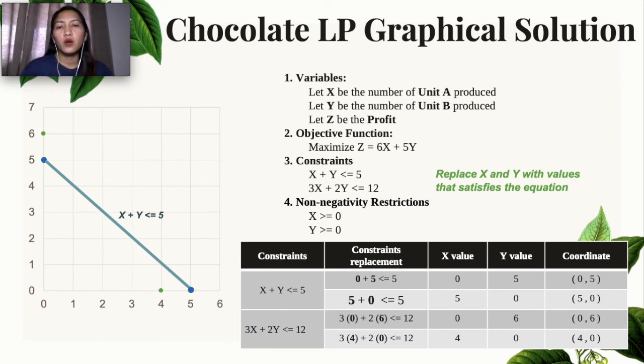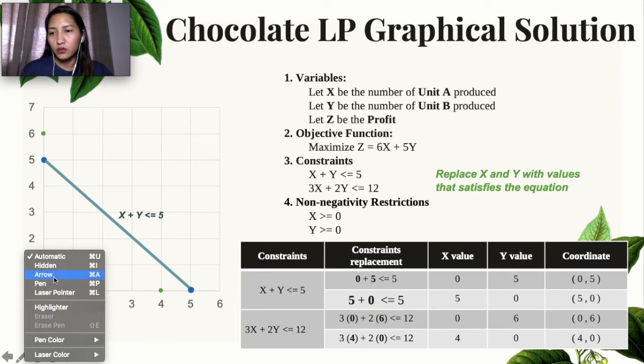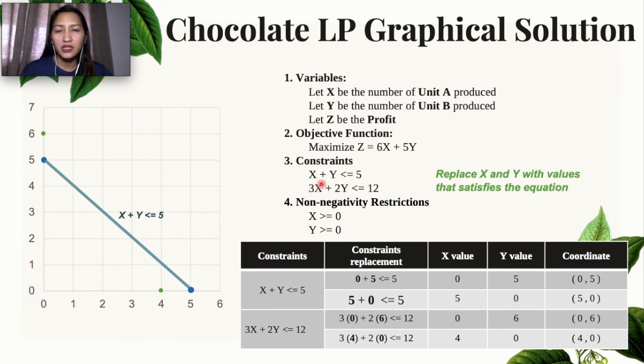Now, let's proceed to our second constraint. Our second constraint is 3x plus 2y. Okay, so andito siya. Ito yung ating second constraint. 3x plus 2y is less than or equal to 12. So again, you have to replace x and y with values that satisfies the equation. So gagawin mo lang ulit yung ginawa mo dito sa first constraint.